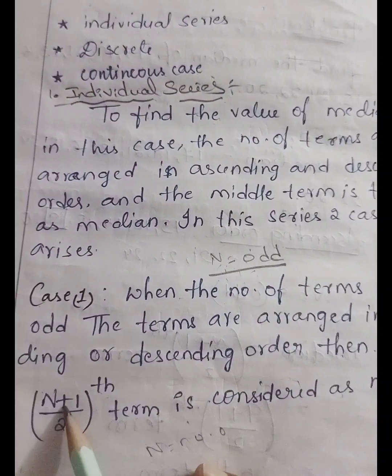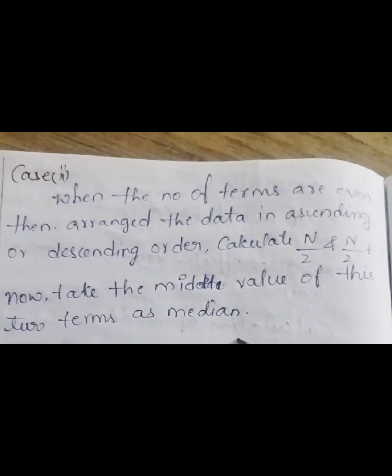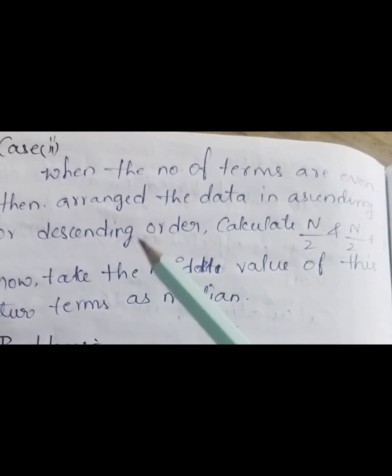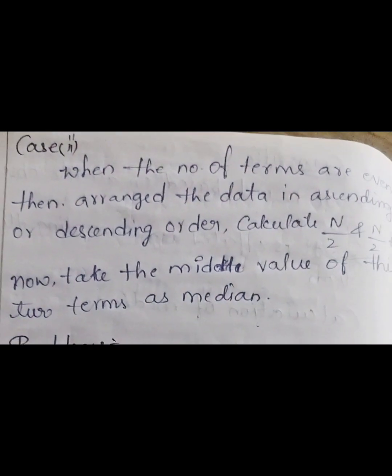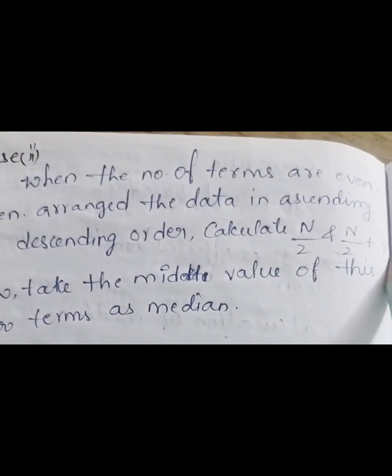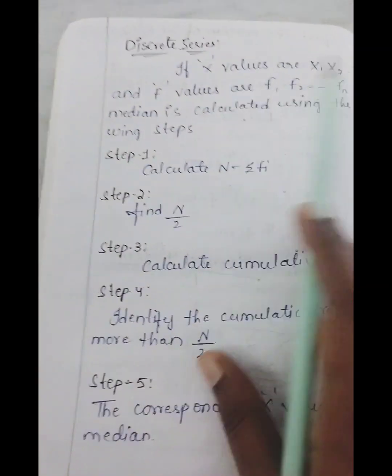First we need to arrange the data in ascending order, then if it is odd you have to consider the (n plus 1) by 2 term as the median. If the number of terms, that is capital N, is even, then you have to calculate the n by 2 and n by 2 plus 1 terms. After that you need to take the average of these values as the median. So the two cases are very different. In the odd case, only the (n plus 1) by 2 term you have to take as the median, not the average. In the even case, n by 2 and n by 2 plus 1 we have to find separately, then consider the average of these as the median.